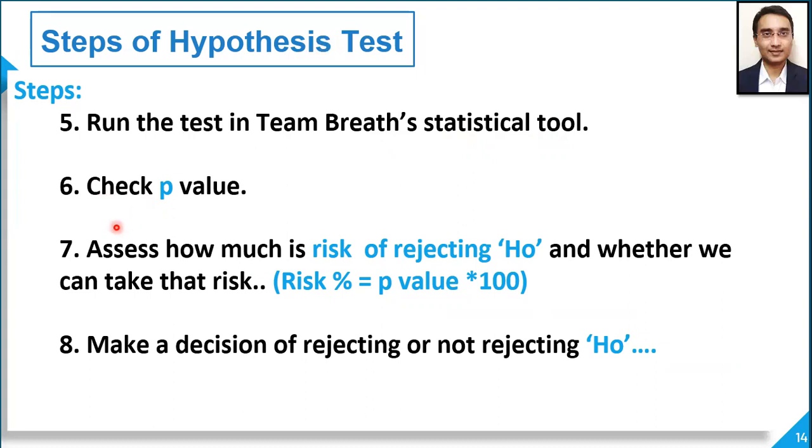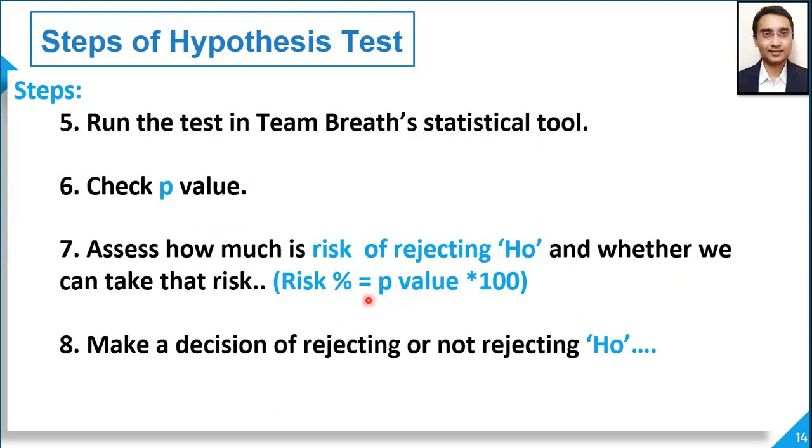Step number 7, assess how much is the risk of rejecting H naught, that is null hypothesis, and whether we can take that risk of rejecting null hypothesis. So risk percentage, how much is the risk, how are we going to define it? Risk percentage is nothing but p-value which we are going to get through this statistical tool. We're going to get a p-value, and this p-value into 100 will give us the associated risk. That is step number 7.